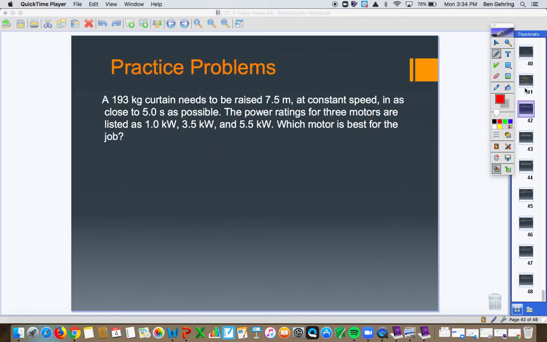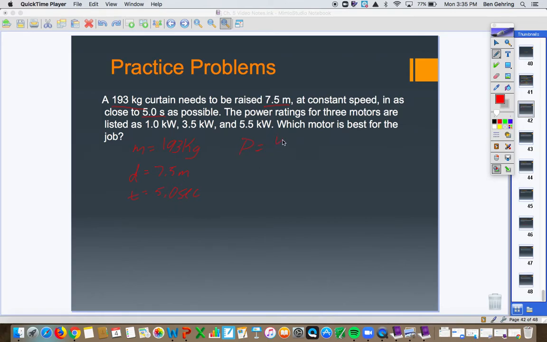Alright, let's do some practice. The first one says a 193 kilogram curtain needs to be raised 7.5 meters at a constant speed in as close to 5.0 seconds as possible. The power ratings for 3 motors are listed as 1.0 kilowatts, 3.5 kilowatts, and 5.5 kilowatts. Which motor is best for the job? So we're trying to find which number we can get closest to. Things I know: the mass is equal to 193 kilograms, the distance is 7.5 meters, and my time is 5.0 seconds.